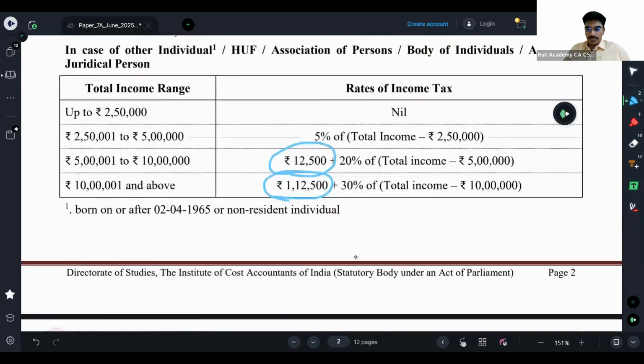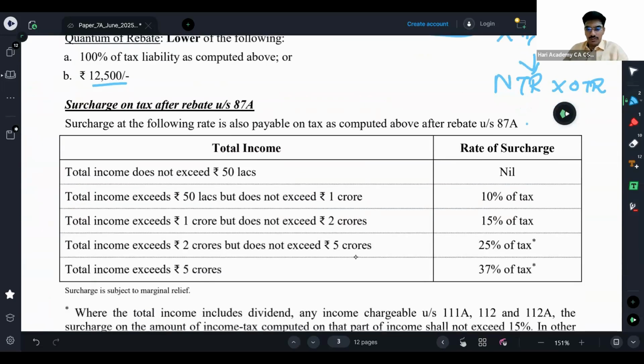Here if you see, same 0 to 50 lakhs nil. 50 lakhs to 1 crore it is 10%. 1 crore to 2 crore it is 15%. Above 2 crore there the rate was a blanket 25%. But here, 2 to 5 crore it is 25%. If your income is going to be more than 5 crores, you have the extra higher surcharge rate of 37%.